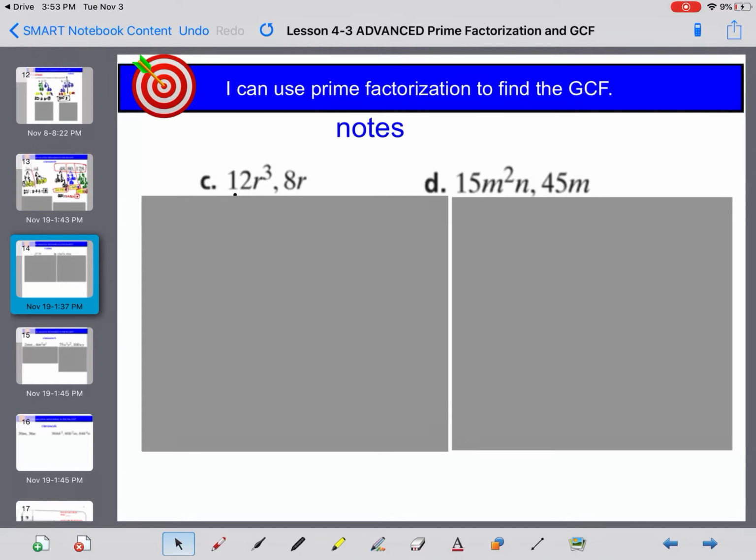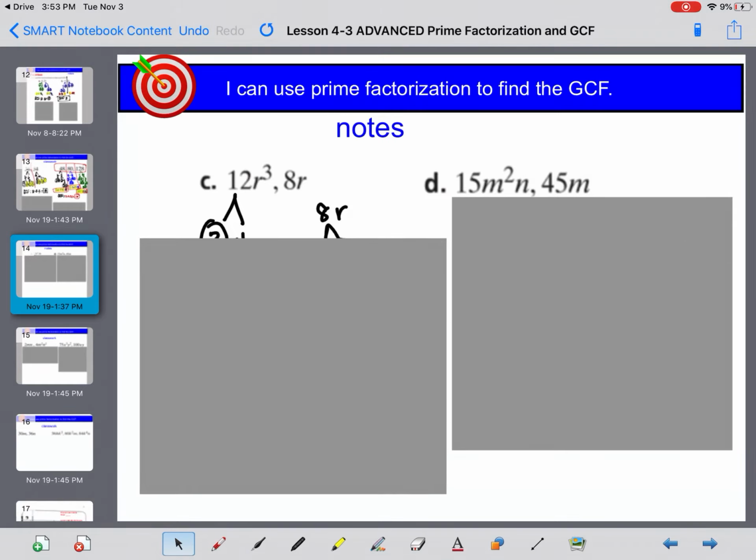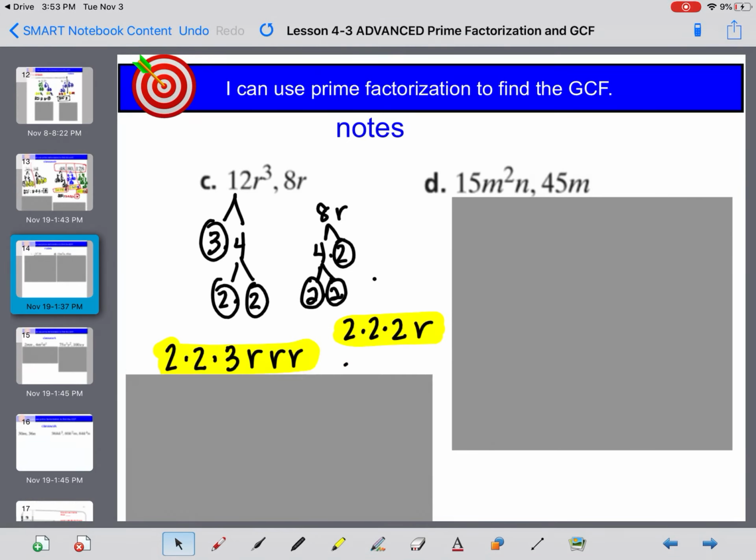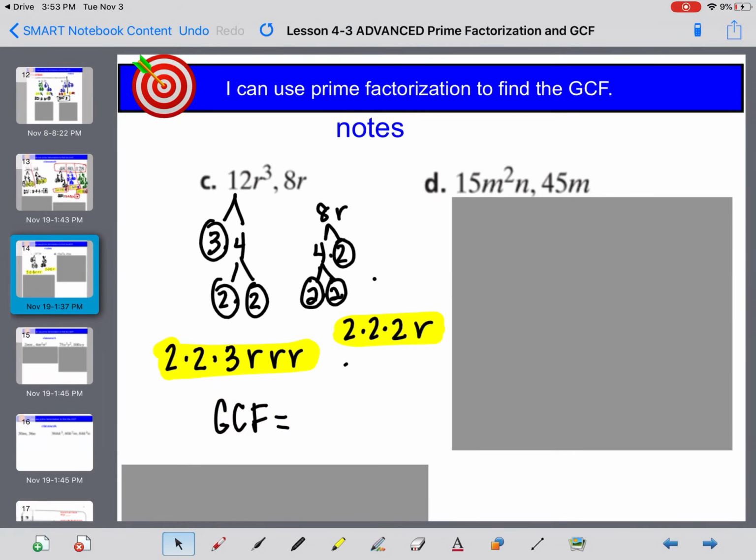All right, now let's try some that involve variables. 12r to the third and 8r. Remember, the first thing you're going to do is make a factor tree of 12 and 8. So here's what I've got.